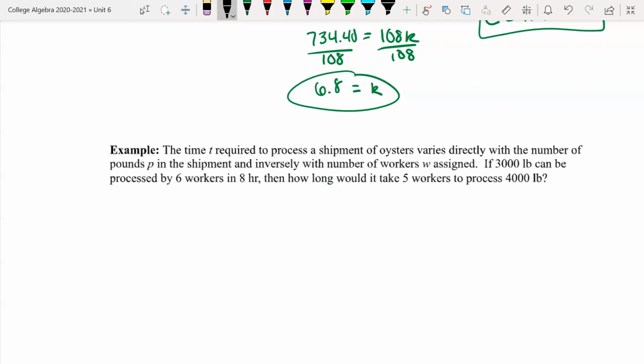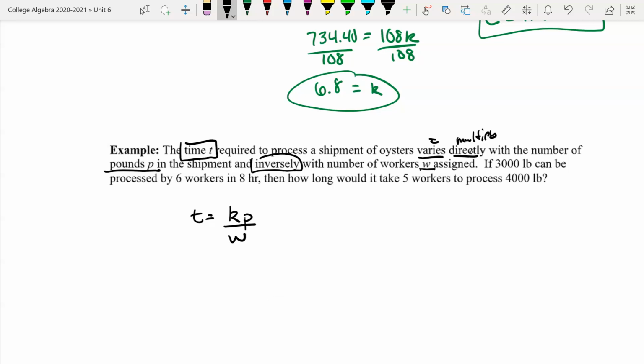So the time t required to process a shipment of oysters varies directly. So time t, there uses my equal sign. Directly means I'm going to multiply with the number of pounds p in the shipment, and inversely means I'm going to divide with the number of workers w. So I'm going to say t equals, we have our k, the number of pounds p, so we multiply by p, and inversely as the workers assigned, so we're going to divide by w.